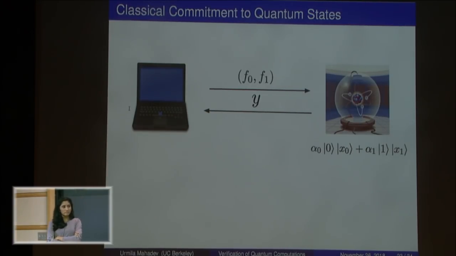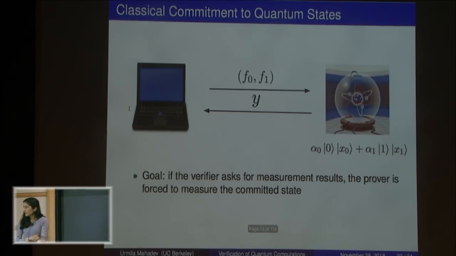In what sense is this a commitment? To the value, to the amplitude, yes. It's a commitment in the sense that once the prover is asked to perform a measurement on the state, he's going to be forced to measure that specific quantum state. And if he tries to measure anything else, then the verifier will either detect it, or there's some other equivalence there. The goal is that this commitment ties the prover's hands to a specific quantum state.